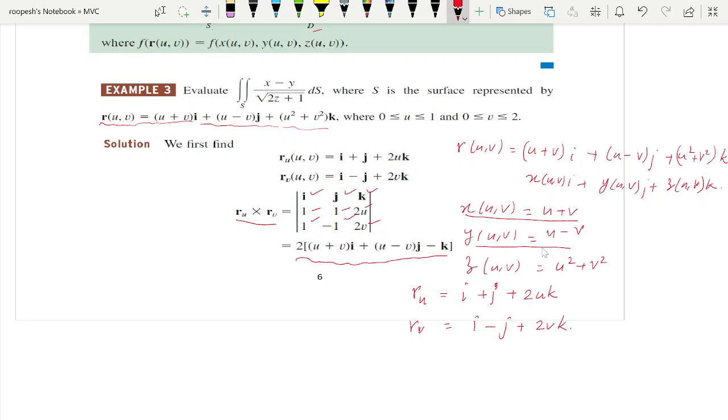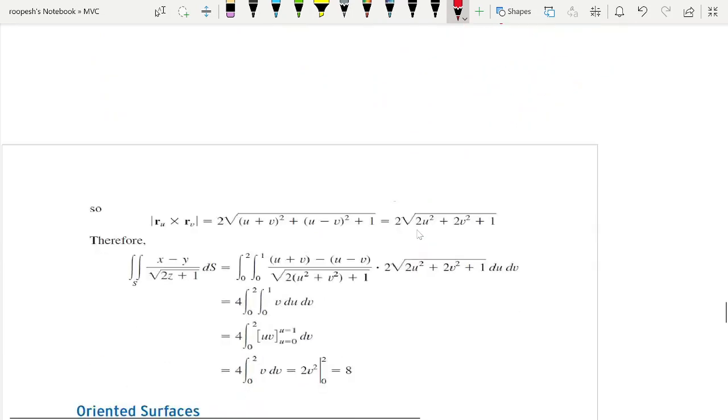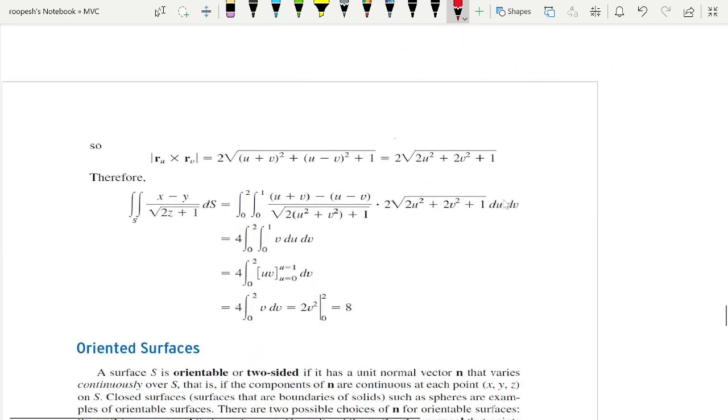X substitute with this, y substitute with this, and z substitute with this value. Then your dS will become the cross product, I should find its modulus also. I forgot to tell that we should find the modulus of the cross product. So we'll get it like this.